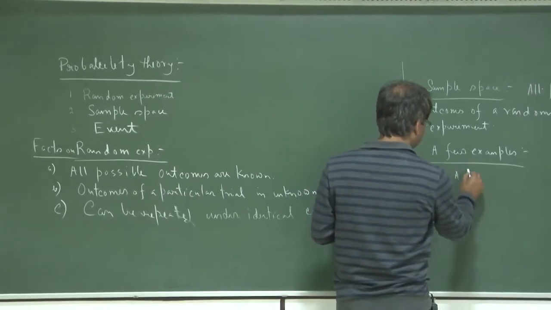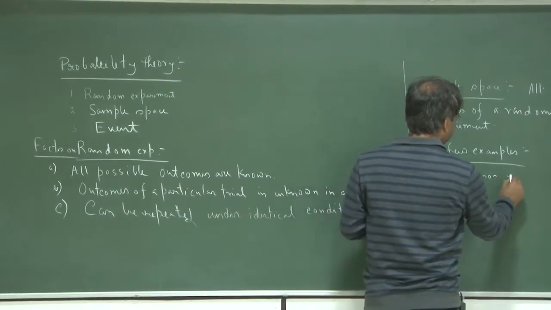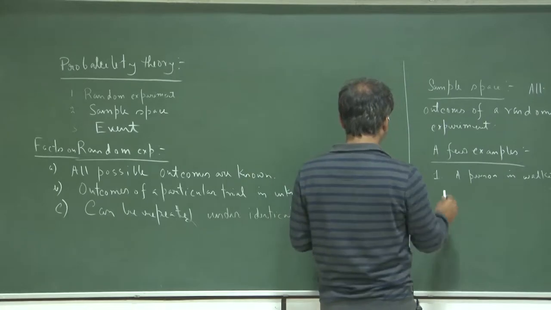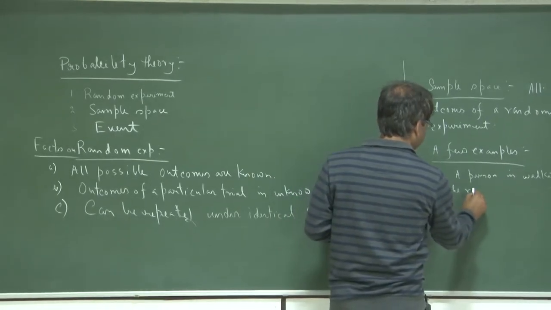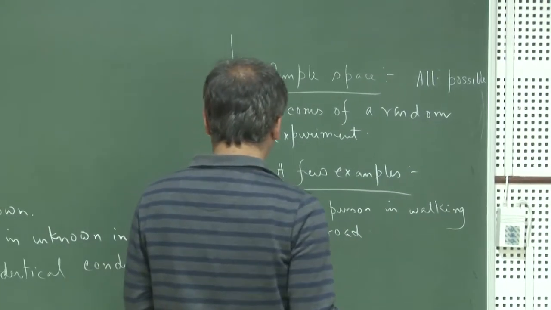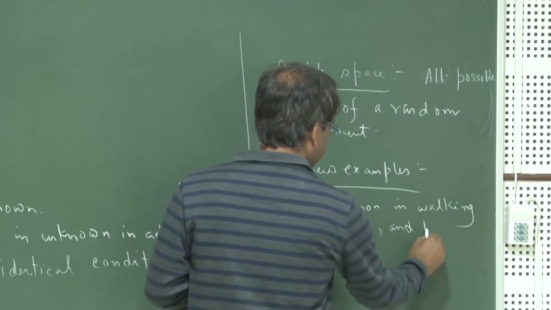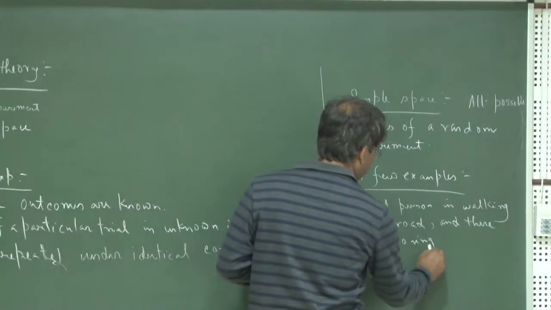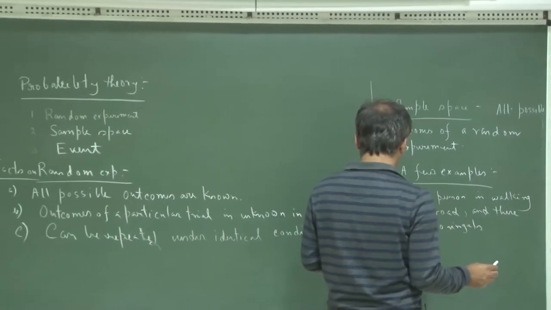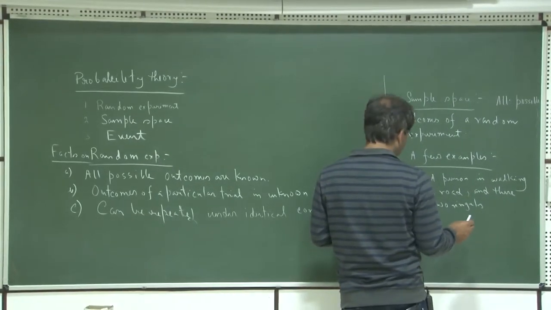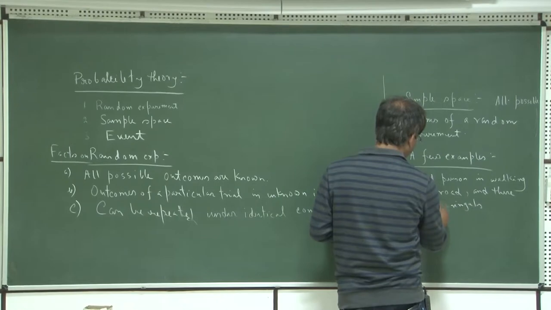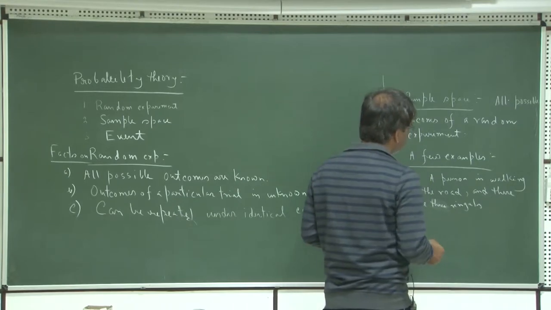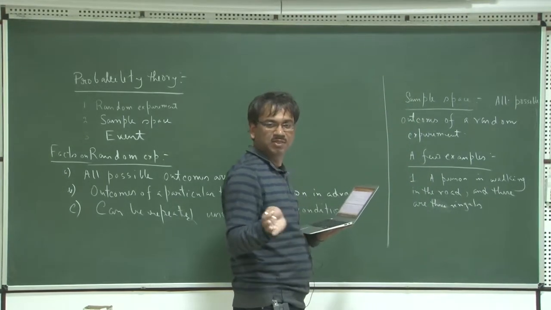Suppose a person is walking in the road and there are three signals. Three or four, it doesn't matter. Okay, three signals, and a signal can be red or a signal can be green. If the signal is red, you have to stop, and if the signal is green, you can pass through.